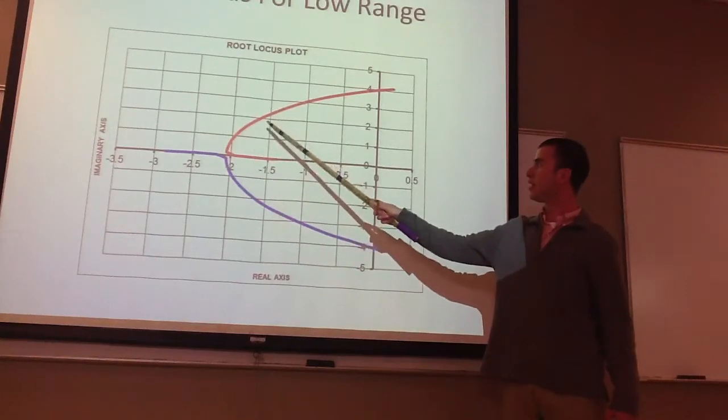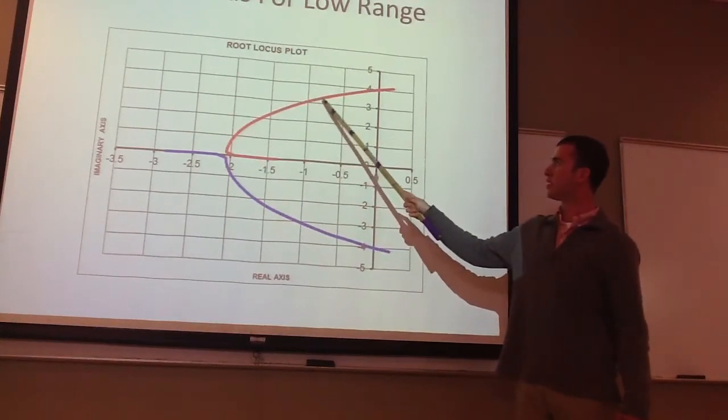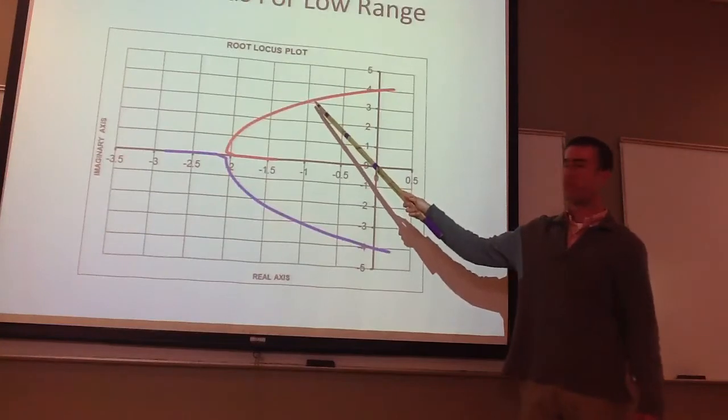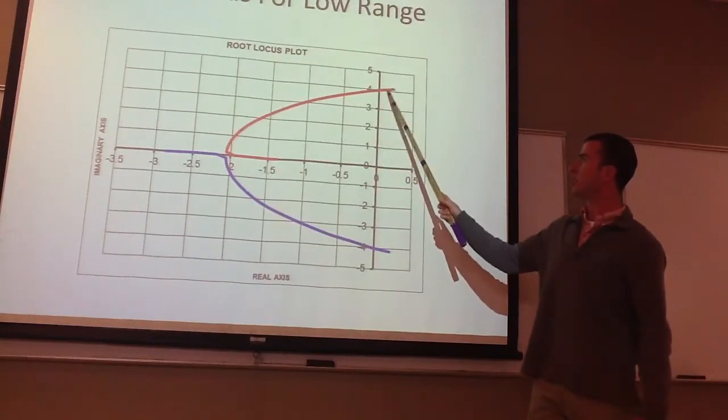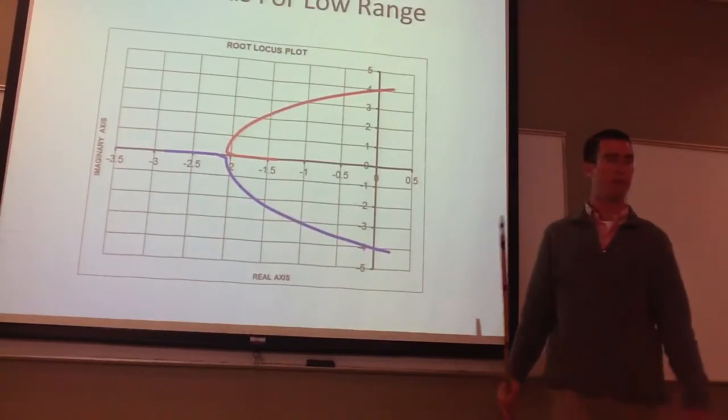And around quarter decay is, for the system, around 2.75 to 3. That's about where you want your gain. And then your ultimate gain is around 4.